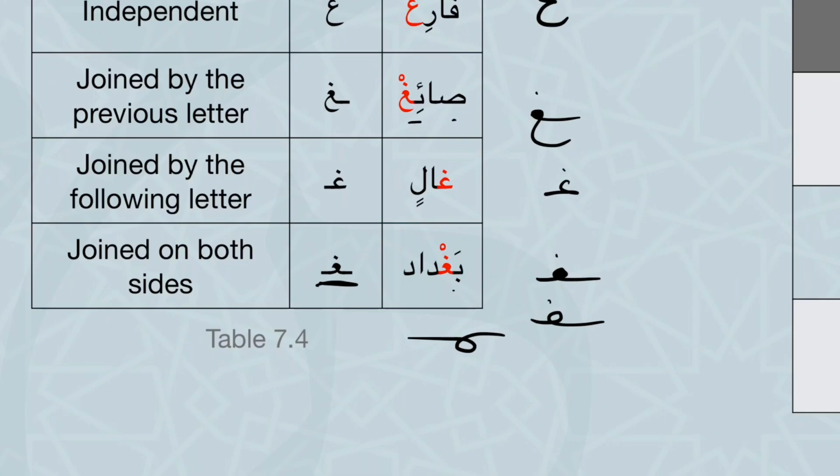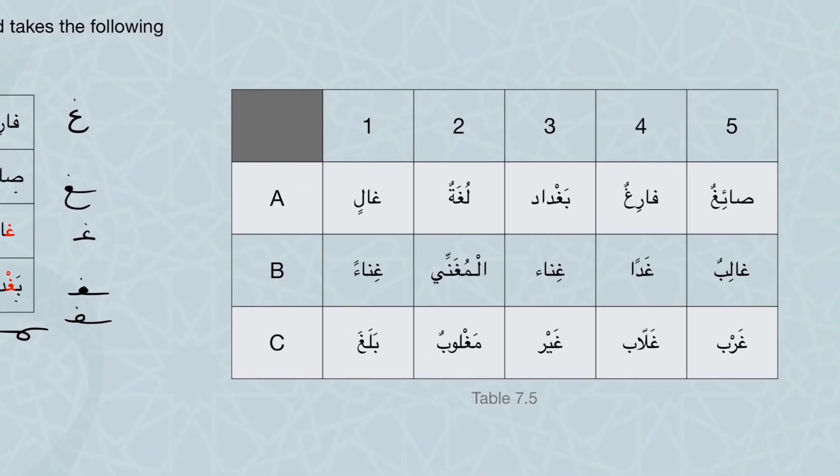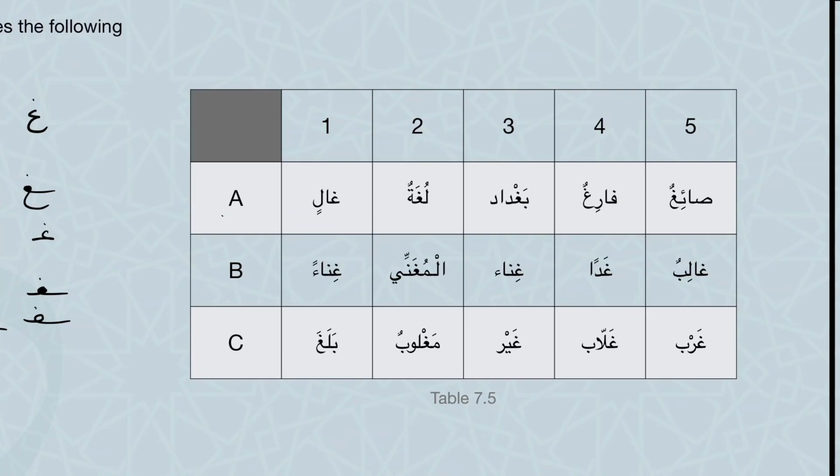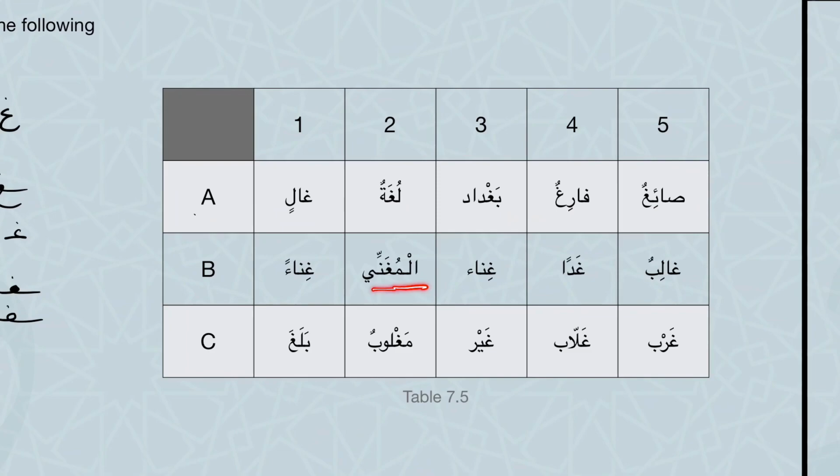So Baghdad, the capital of Iraq. So the reading, the A1 is ghal, lugha, Baghdad, farigh, sa'igh. B1 is ghina'. Number 2 is al-mughanni. Ghina', ghadan, tomorrow. Ghalib, C. Balagh, maghlub, ghayr, ghallab, gharb.